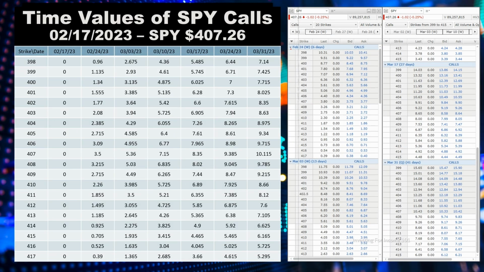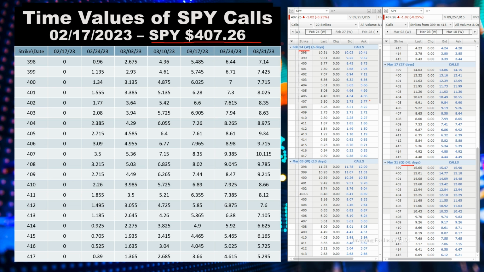So what I did, I grabbed the time values of SPY calls on February 17th. SPY closed, that was Friday, at 407.26. So I grabbed the bid and ask for all the calls with different expirations. This is 1 week out. This is like 7 weeks out. And I put them into this nice table.